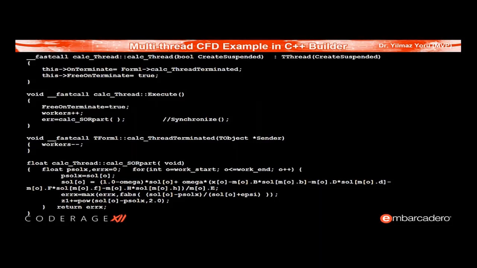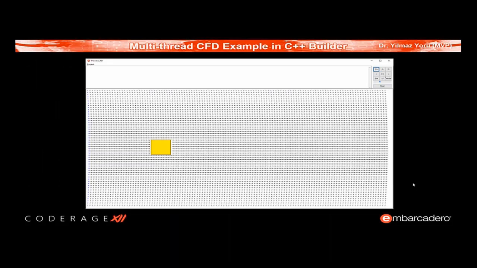Here is the application that we generate. There are a lot of unknown nodes, as you see. Those are shown in vector form. And we have a block which is shown in yellow color in the middle of the flow. So we want to see what happens in front of the flow, in front of this block and behind the block. So we want to simulate this.